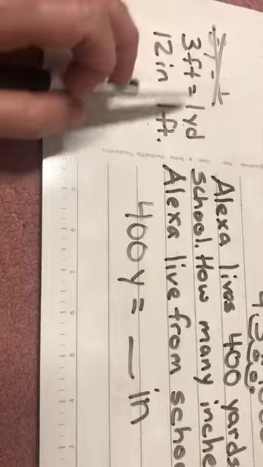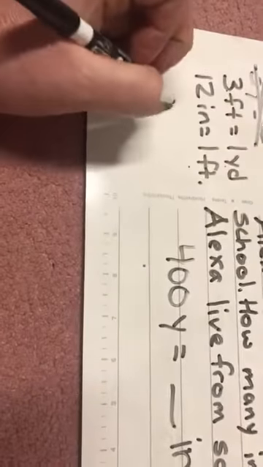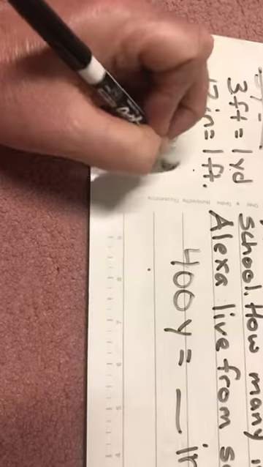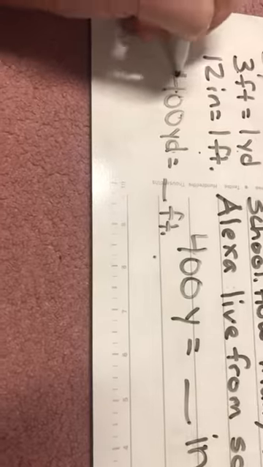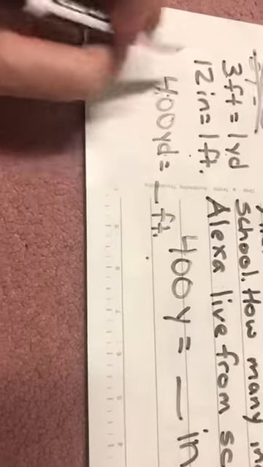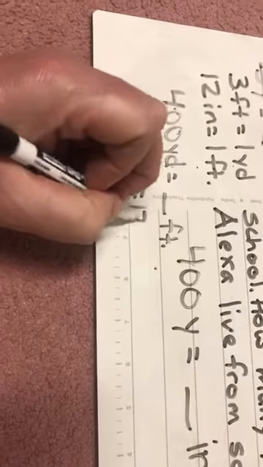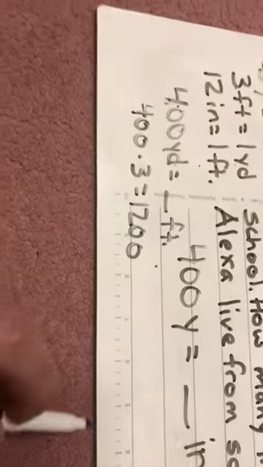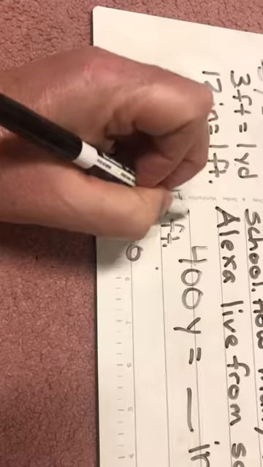I know that it takes 3 feet to make 1 yard. So 1 yard is bigger than 1 foot. So if I'm going to take 400 yards and turn it into so many feet, the measurement is getting smaller, so the number is getting bigger, which means I'm going to multiply. And since there's 3 feet in a yard, I'm going to do 400 times 3. Well, 4 times 3 is 12. I add the 2 zeros. I get 1,200. So 400 yards is 1,200 feet.